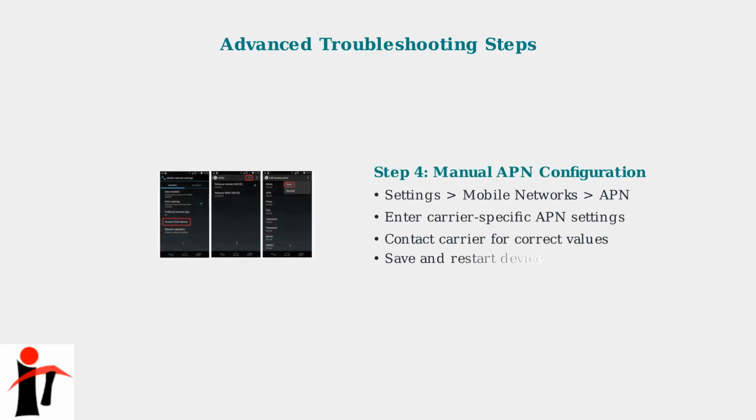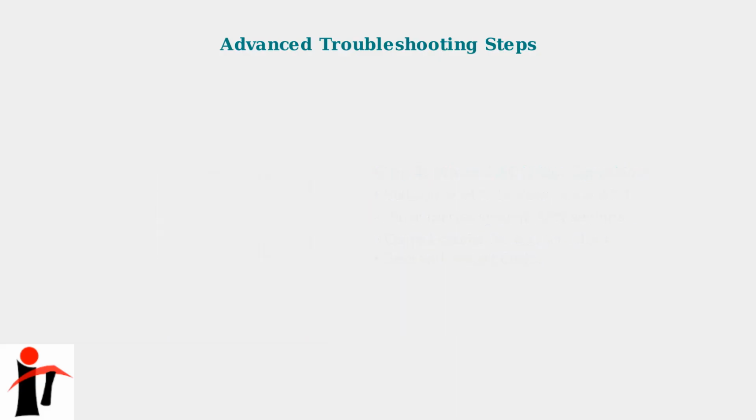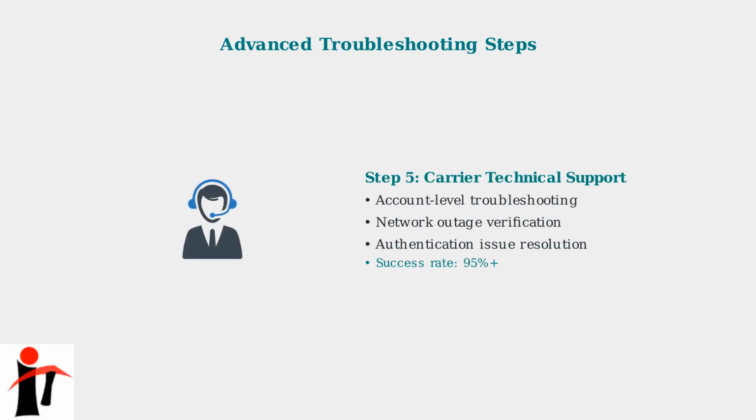Manually configure your APN or access point name settings. These settings tell your device how to connect to your carrier's data network. Incorrect APN settings can cause data connectivity issues even with strong signal reception. If all troubleshooting steps fail, contact your carrier's technical support. They can perform account-level diagnostics, check for network outages in your area, and resolve authentication or provisioning issues that only they can access. Prevention is always better than troubleshooting.